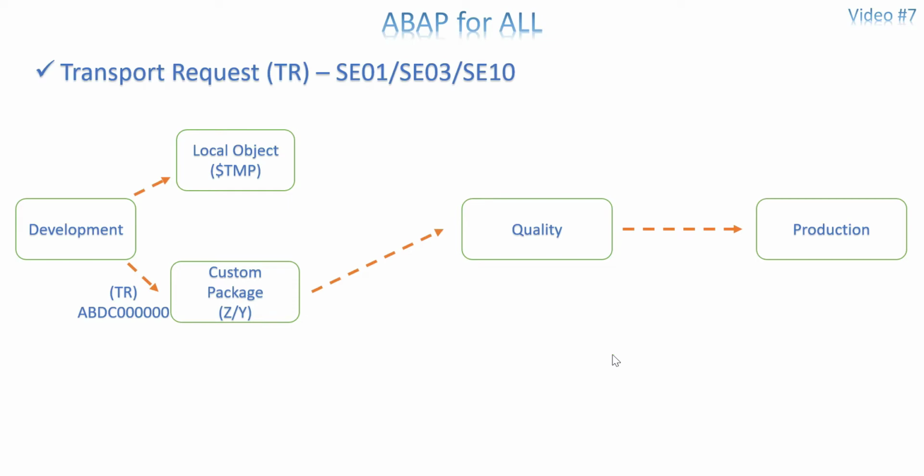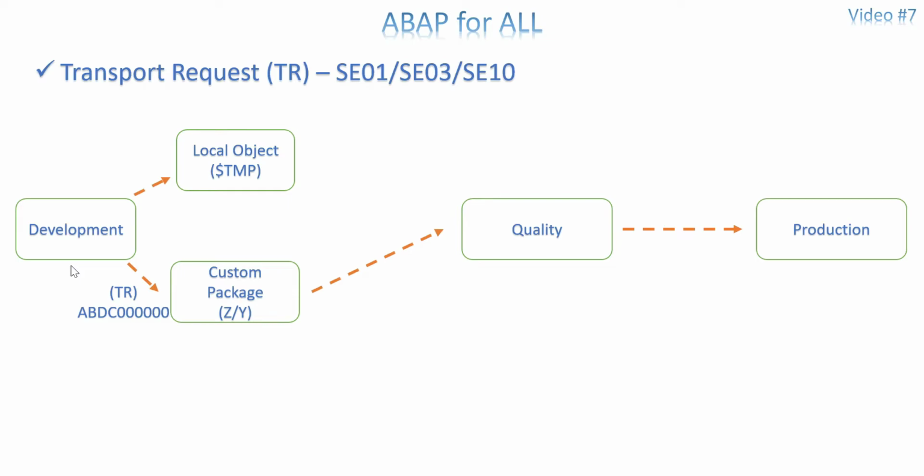And I already mentioned the frequency of development and quality is more. So once it is moved, for example, you remember the transport number ending with zero, it's moved to quality and they keep on testing it. They'll say there is a bug, there is a change. So some changes keep being added in the development server. If there is any change, you have to go and do it over here.